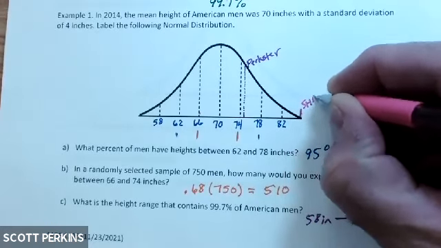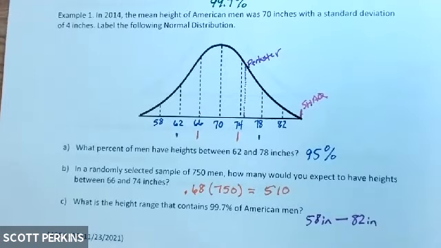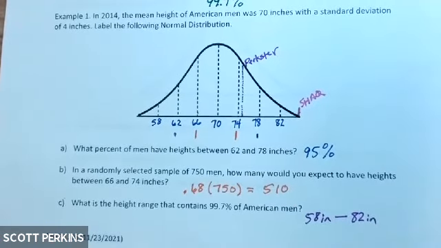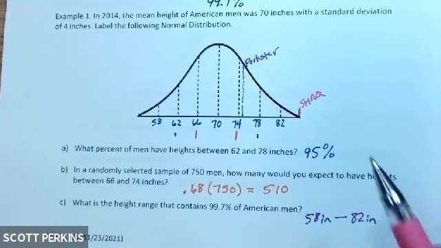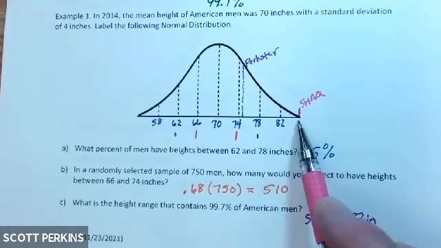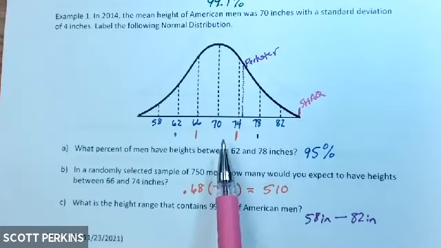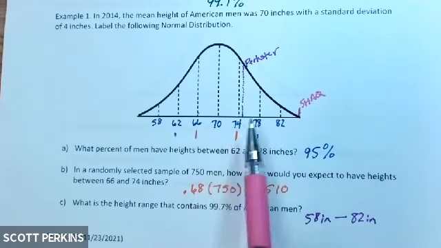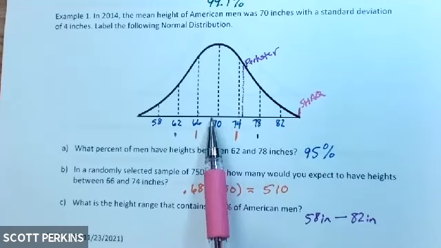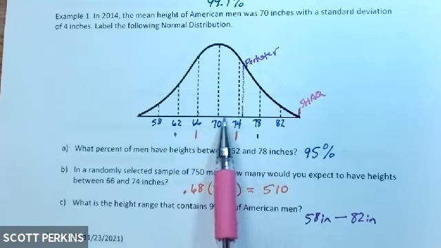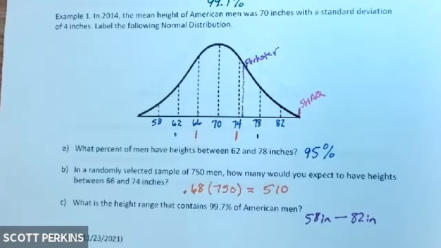So he is a rare event. That's why you don't see a lot of American men as tall as Shaquille O'Neal walking around, because his height is way out there on the tail, and that is a rare event. And that's why you're going to see American men that are mostly between 66 and 74. That's going to be your most common.